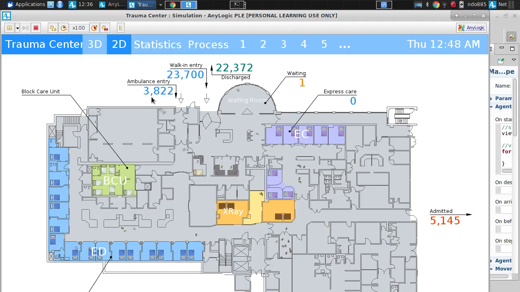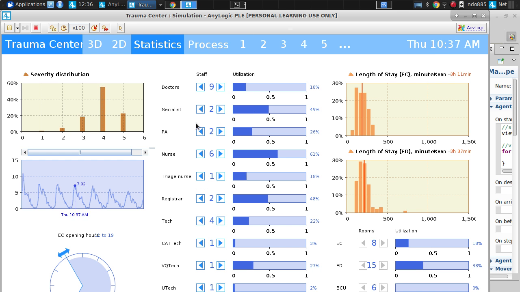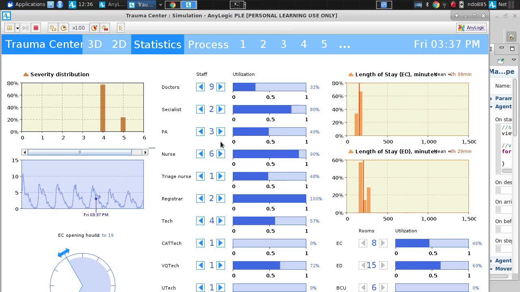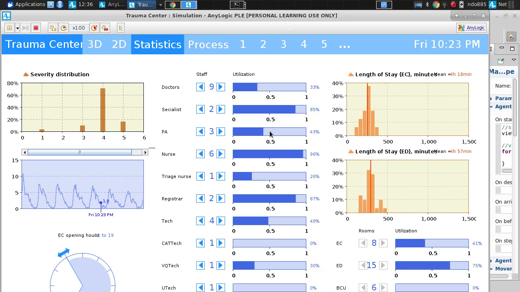And so a model like this can help you figure out what level of resources you need for different resources. Where are the bottlenecks? Where do we really need to improve things to speed up the flow, to lower the length of stay, to lower the waiting time? What resources will really make a difference? We can perform a sensitivity analysis on this to understand how those end up affecting length of stay.